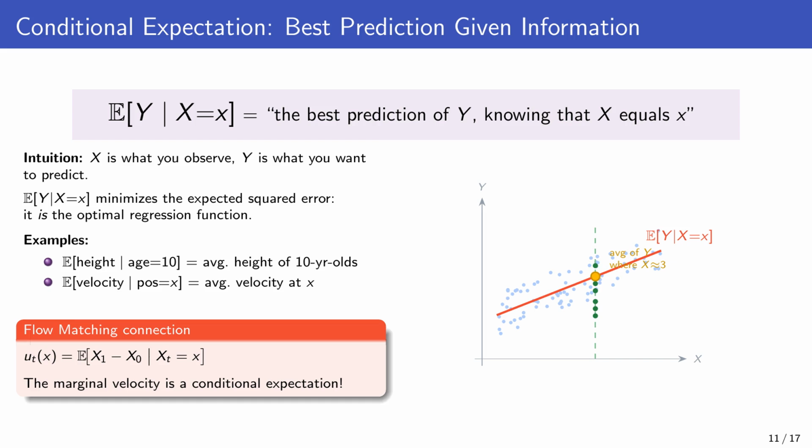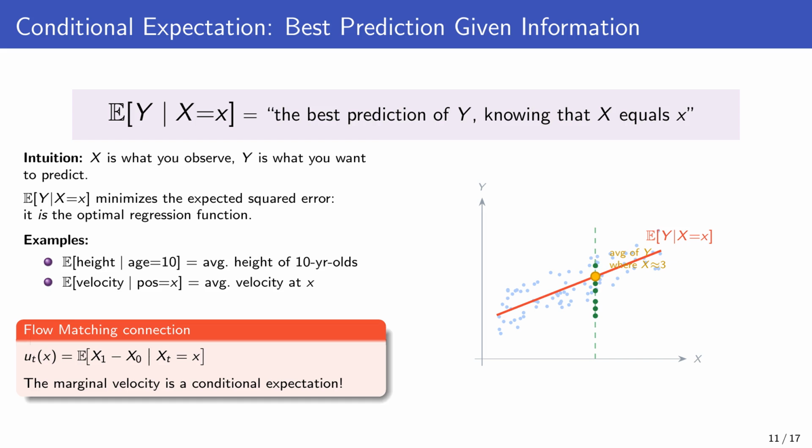Crucially, the conditional expectation is the function that minimizes the expected squared error. No other function of x can do better at predicting y, on average. This optimality property is what makes it central to flow matching.